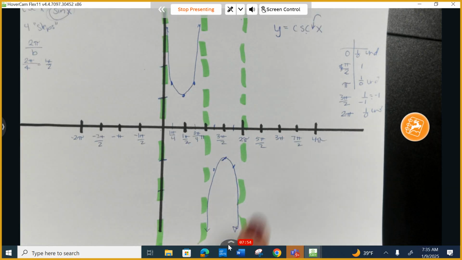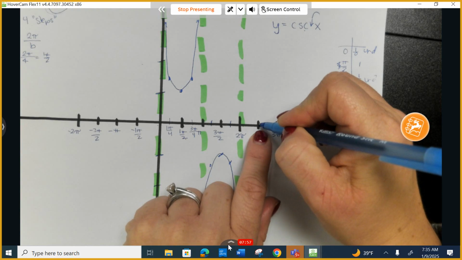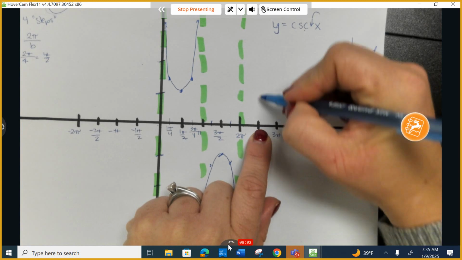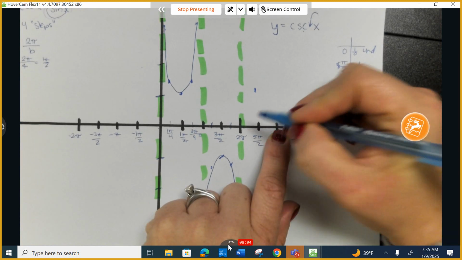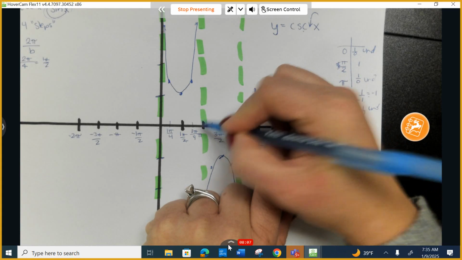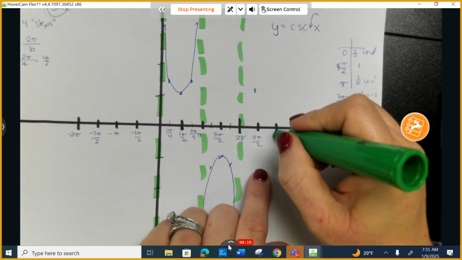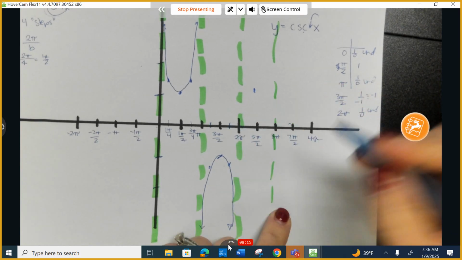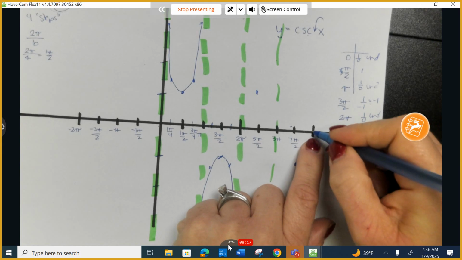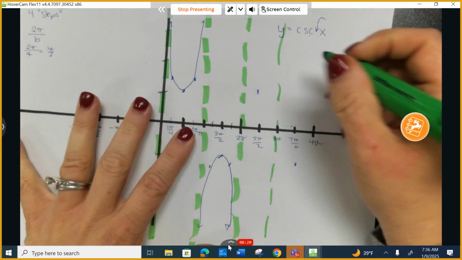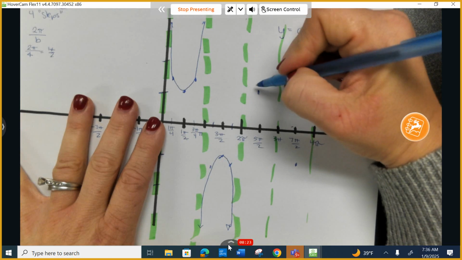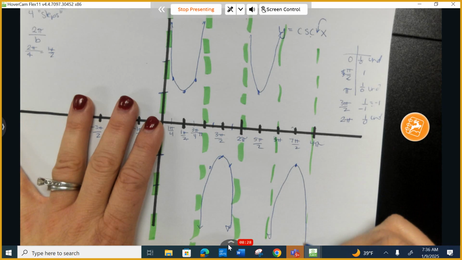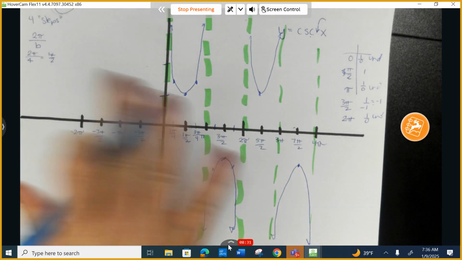It's all based on patterns. So if I'm here and I know that it's a 4-step, I'm going to go back 4 steps. 1, 2, 3, 4. What's the output? 1. I'm going up 1. Okay, I'm going to go back 4 steps. 1, 2, 3, 4. What's the output? The output is undefined. I'm going to go back 4 steps. 1, 2, 3, 4. The output is negative 1. Go back 4 steps. 1, 2, 3, 4. Oh, the output is undefined. And that's how we can see how this pattern in periodic functions is continuous. Every 4 steps is going to be the same, whether I go to the left or I move to the right.